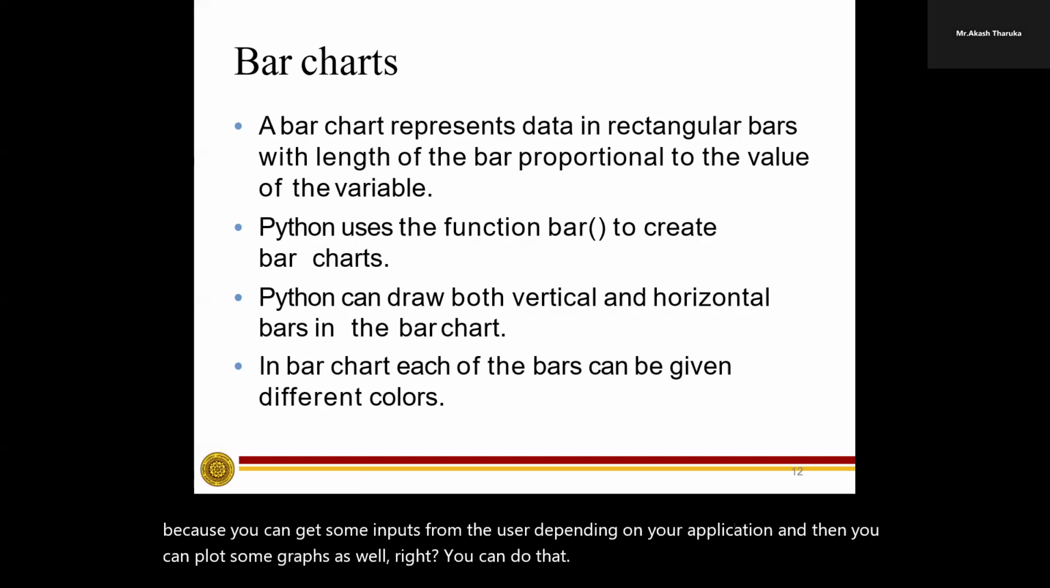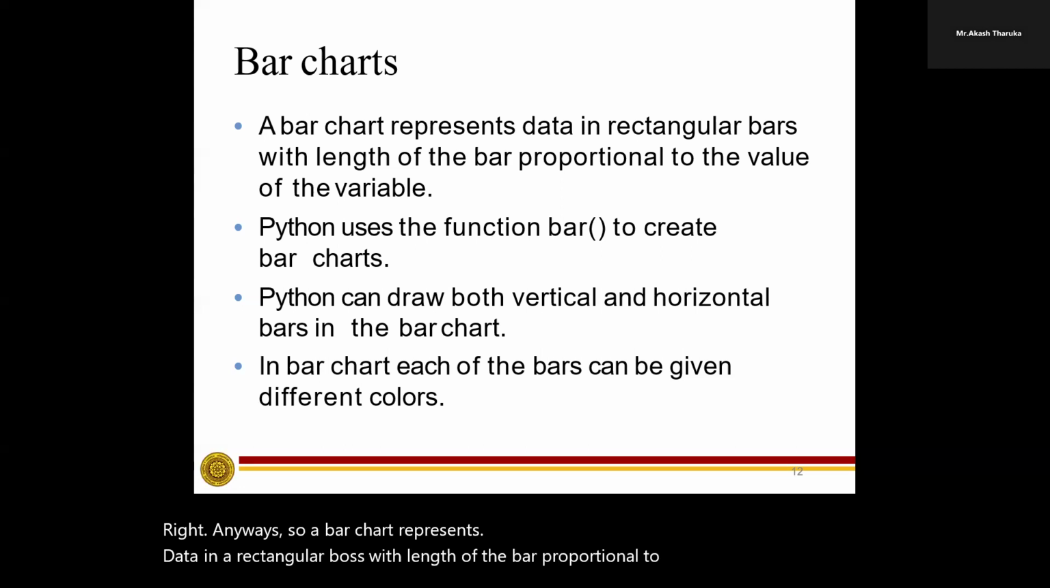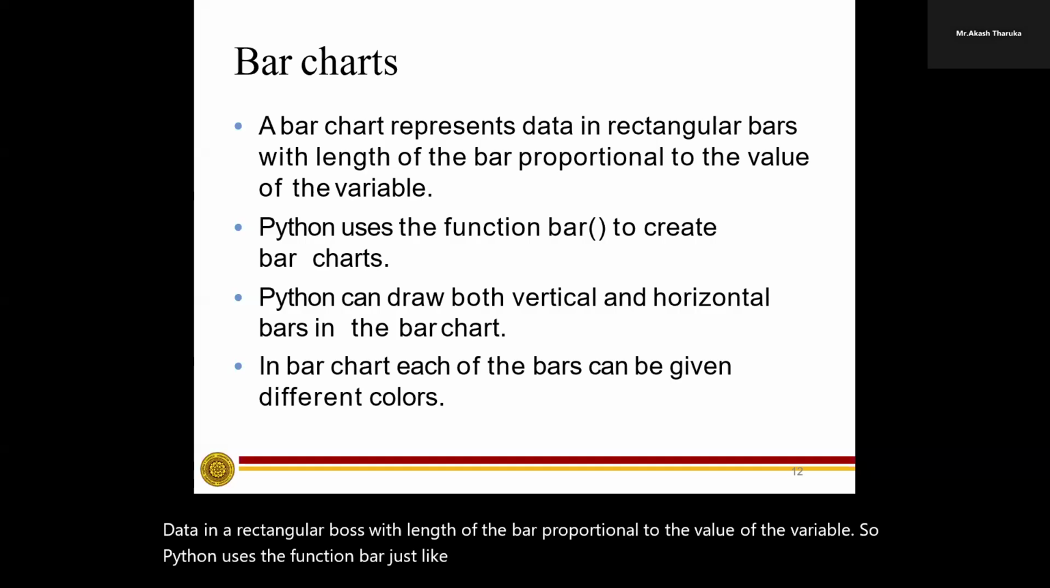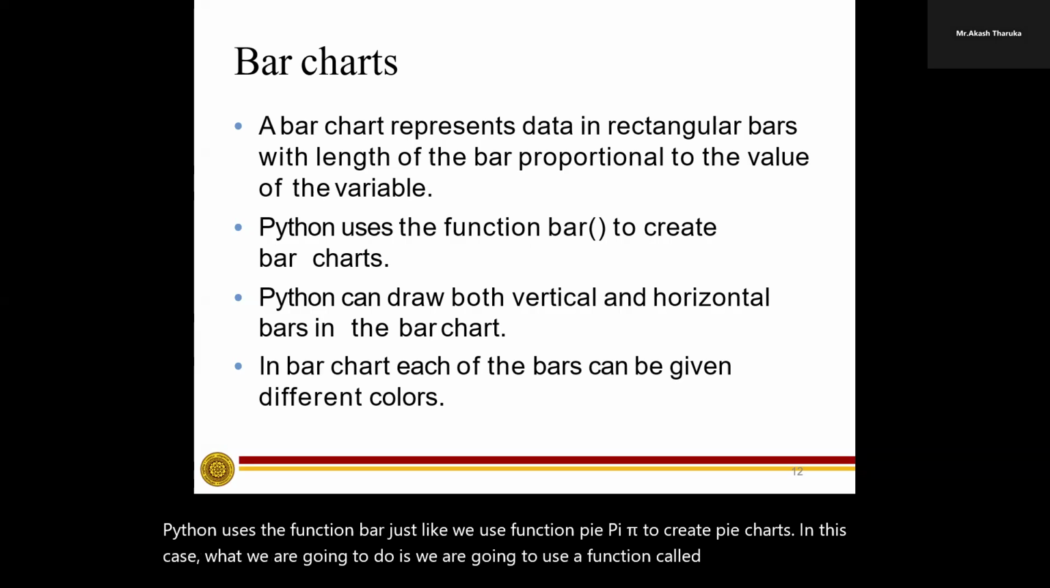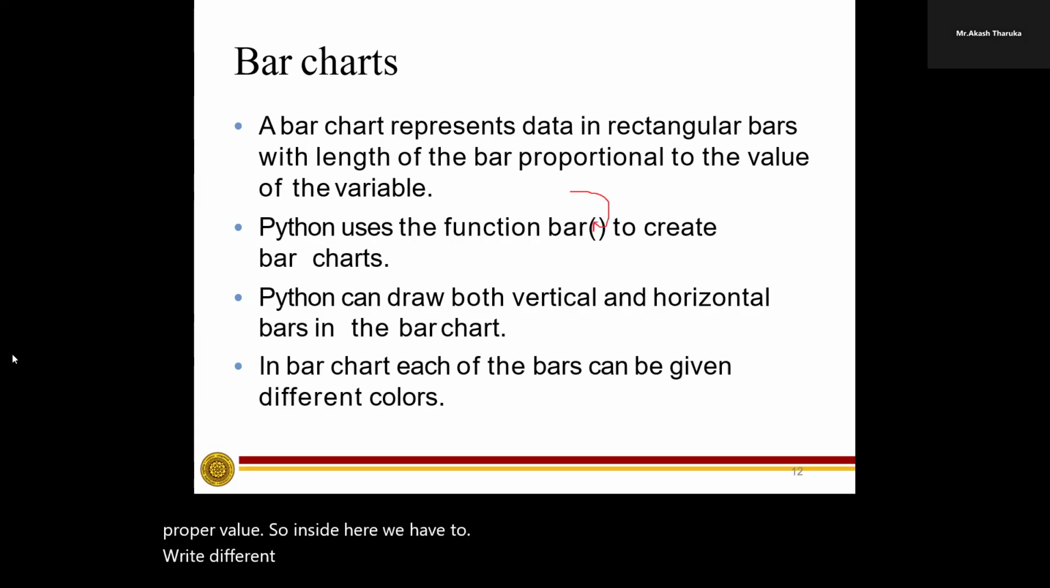Right. Anyways, a bar chart represents data in rectangular bars with the length of the bar proportional to the value of the variable. Python uses the function bar, just like we use the function pie to create pie charts. In this case, we are going to use a function called bar to create bar charts. And of course, we'll have to pass different parameters inside this bar function to get the proper value. We have to pass different kinds of values to get the bar chart, right?